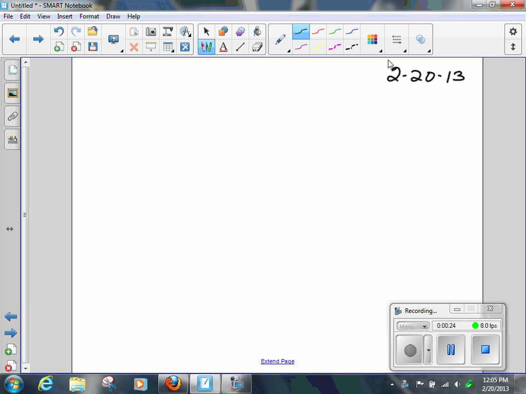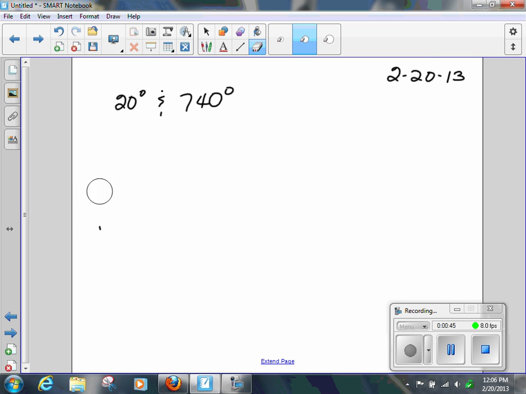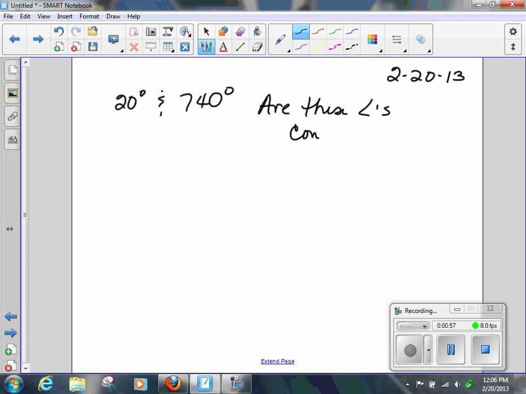If we were to have, let's see here, 20 degrees and... okay, maybe you couldn't see that. Let's look at these two, 20 degrees and 740 degrees. Are these angles coterminal or not?